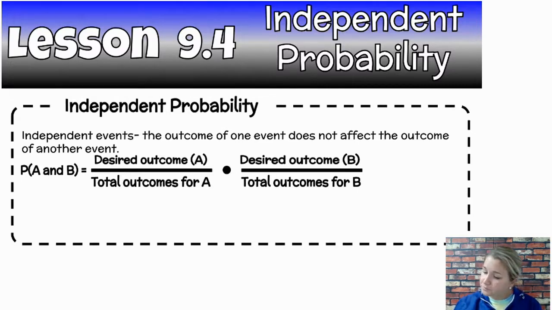So what we're going to do is multiply the two probabilities. The probability of A and B happening is the desired outcome of A divided by the total outcomes for A. So it's kind of like separate. And then we have the desired outcome for B divided by the total outcomes for B. So it's the probability of A times the probability of B. It might even be a "not" situation where we have to do one minus, or count up all the ones that are not. It just depends on how you want to work that out.